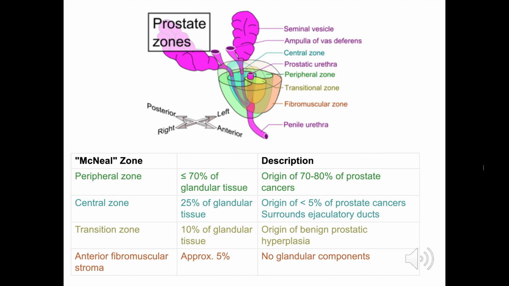Microscopically we can divide the prostate into 4 zones, which were described by McNeal. I wouldn't get bogged down with the percentages here, but it's really for you to appreciate where the different zones are, and that the majority of prostate cancers are in the peripheral zone, whereas BPH originates in the transitional zone. That's quite a common MCQ question.